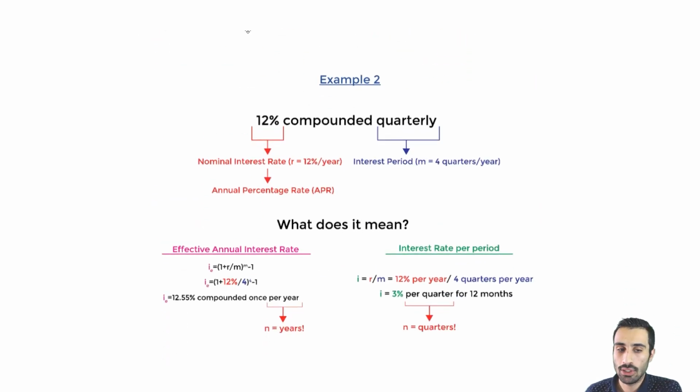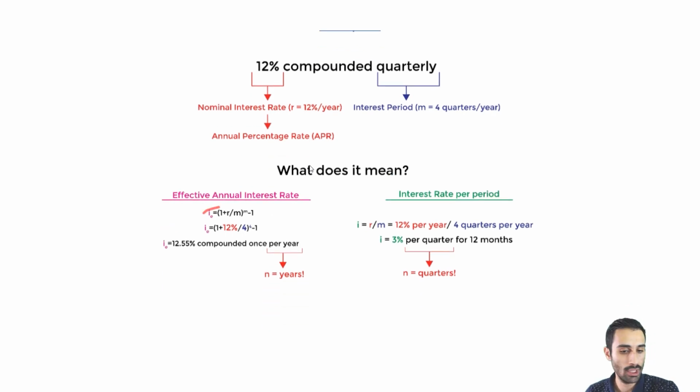So now it's going to be 12%, in this case, compounded quarterly. So nominal rate, automatically, it's gonna be 12% per year. Then the interest period, the M value is going to be how much? So it's quarterly. How many quarters are there in a year? Four. So the M value is four for four quarters in a year.